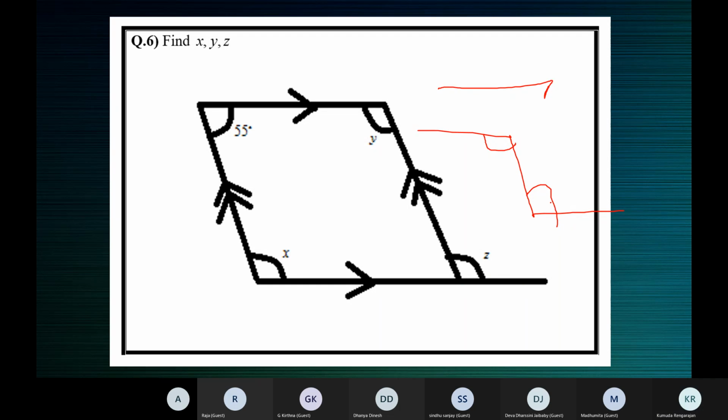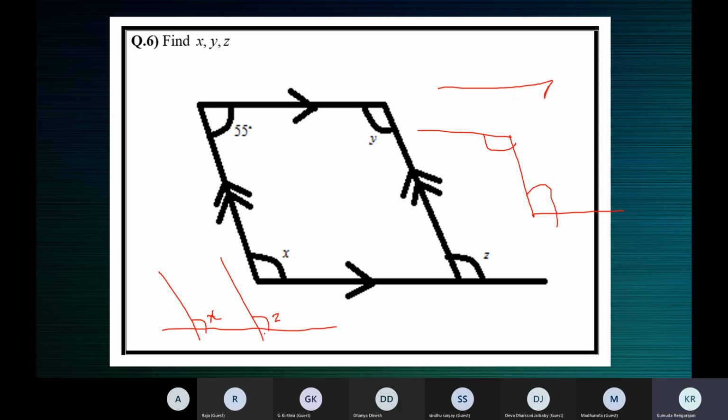What's the other way of finding Z? The corresponding angles, ma'am. So you can see like this. This is X and this is Z. You can see such a pattern here. Parallel lines, transversal, X and Z are corresponding angles. You can extend the lines to understand better.